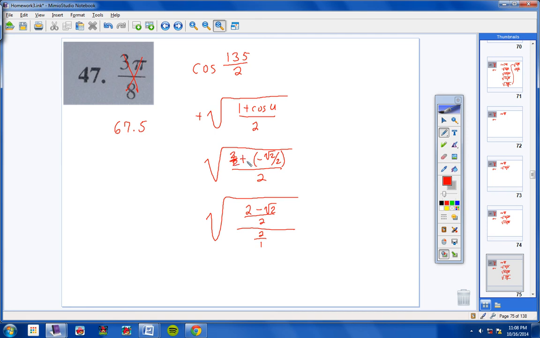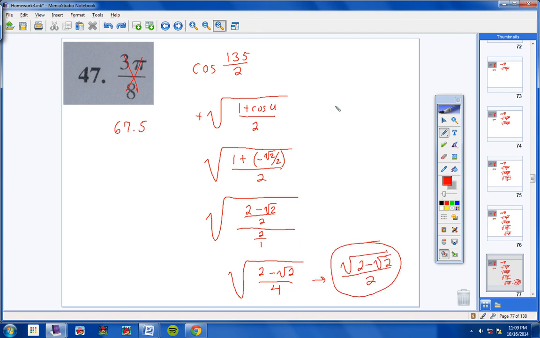So 2 plus a negative, or 2 minus square root of 2 all over 2, then all over 2 over 1. I'm going to take this in a second, flip it, and multiply it times the top. Okay, and when I do that correctly, I will get 2 minus square root of 2 over 4. Now I do not know the square root of the top, but I do know the square root of the bottom. So I'm going to leave the top alone, and I will take the square root of 4, which gives me 2. And I'm finished, okay?